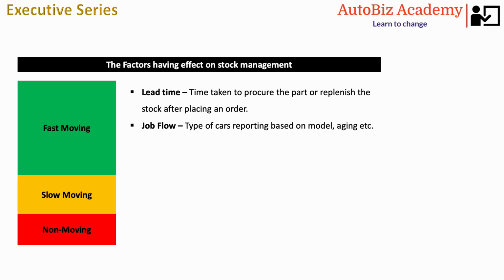Then job flow. Type of cars reporting based on model, aging, etc. Seasonal orders. Forecast based on seasonal requirement of parts. Like in rainy season, you require more wiper blades. Like this, seasonal orderings are there. In summer season, you require the parts required for the AC system. So seasonal ordering is there where the demand goes up and down.